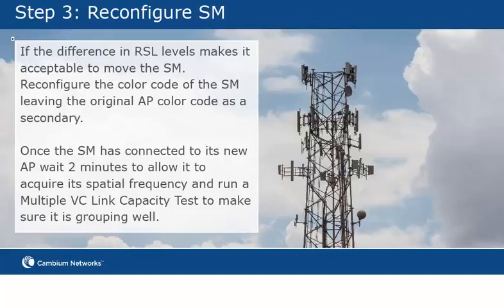Once the SM has connected to its new AP, wait 2 minutes to allow it to acquire its spatial frequency, and run a multiple VC link capacity test to make sure it's grouping well. If it does not obtain a valid spatial frequency, or it does not group well during the multiple VC link capacity test, then it might make sense to move it back to the original AP.